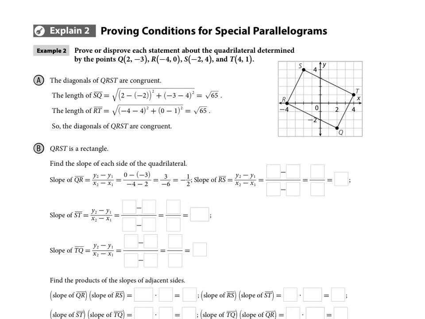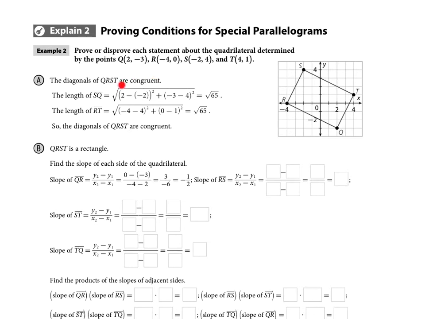We're looking at Explain 2 right now on page 540, and we've already talked about how to prove whether it's a parallelogram or not. In this section we're going to be talking about proving specific conditions about the parallelograms. So here we go. In example 2 we're given QRST, and in part A we're asked to prove that the diagonals are congruent.